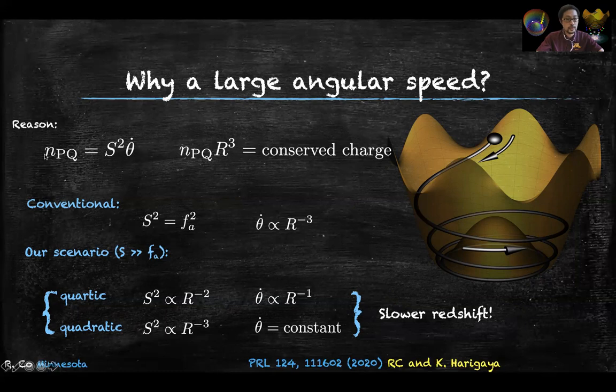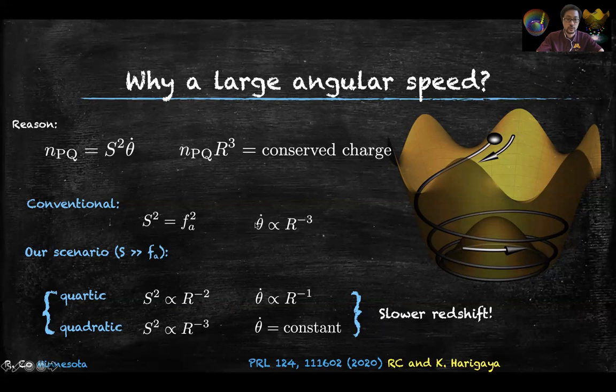So we have argued that this number density should be conserved up to the expansion, which means that n times R cubed should be the total charge and it should be conserved. In the conventional evolution, where the Saxion is not at the large field value but at the minimum of the potential, then the Saxion field value is fixed at Fa. Then from this scaling, you can tell that theta dot has to scale as R to the minus 3.